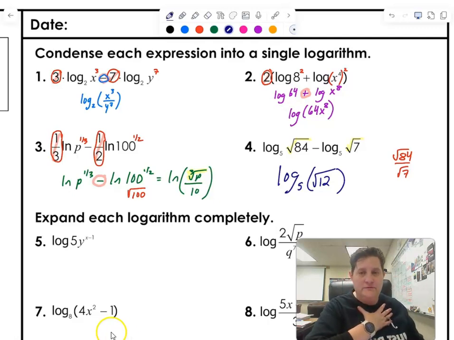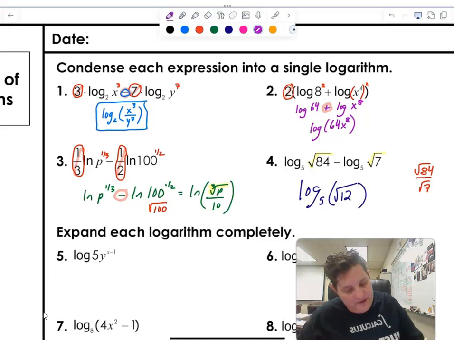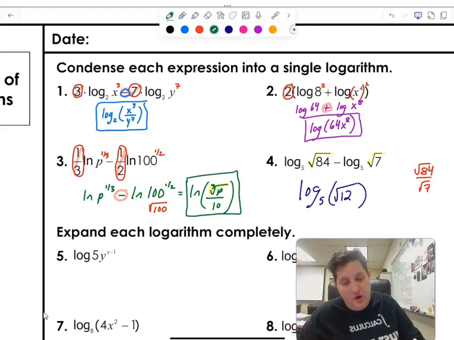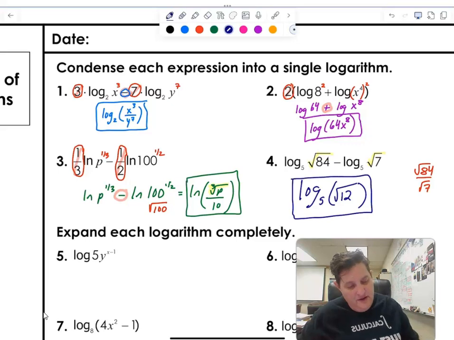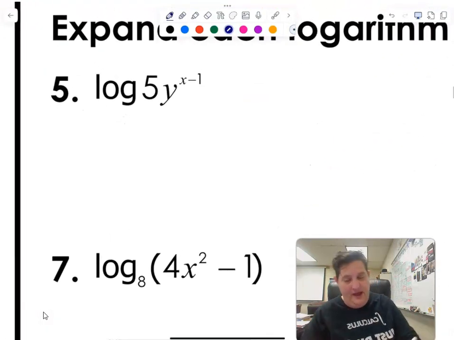All right, cool. So that is condensing. Box my answers, I forgot to do this. You're just kind of making sure that they're all in a single logarithm. There's no exponents in front. Everything is all combined up together. Now with expanding, we're doing the exact opposite. We're separating them out.